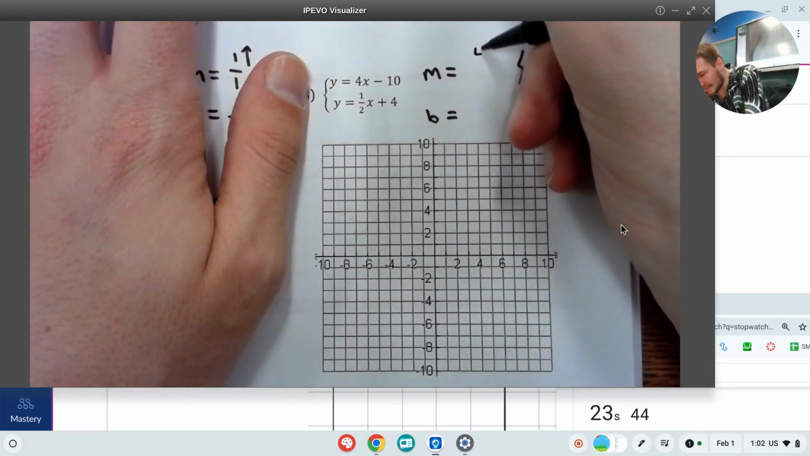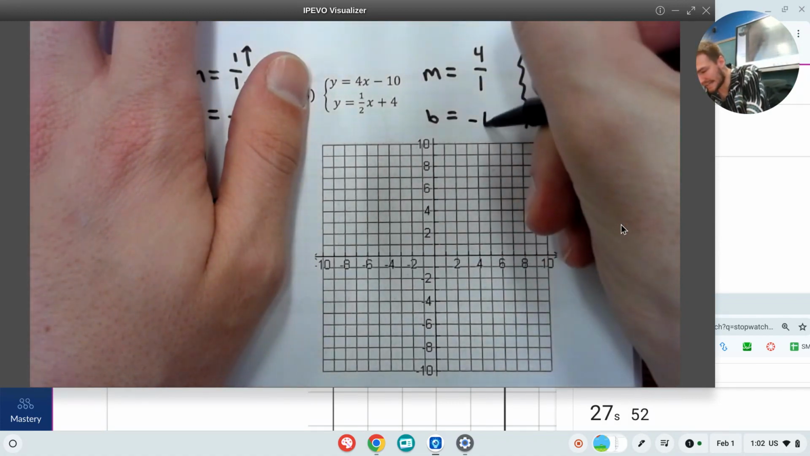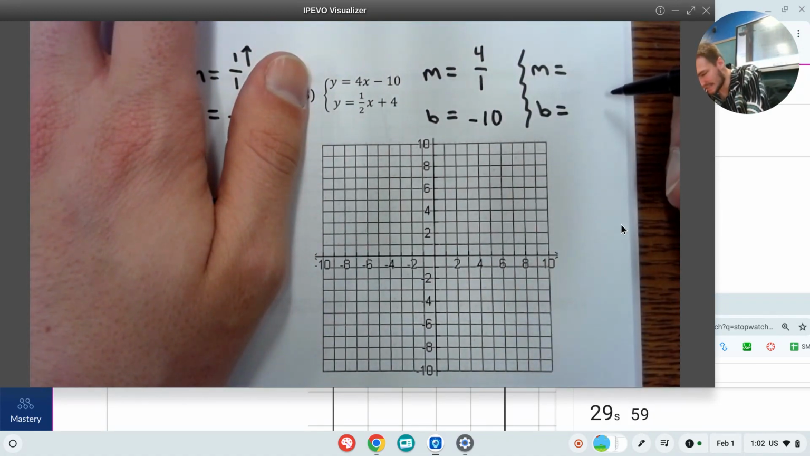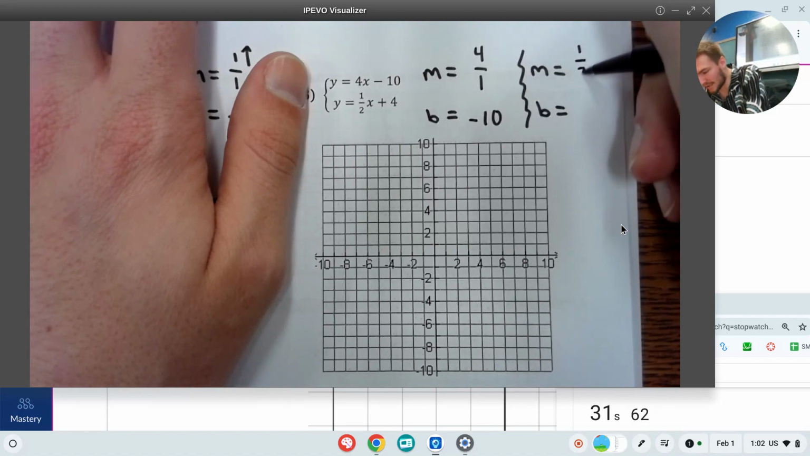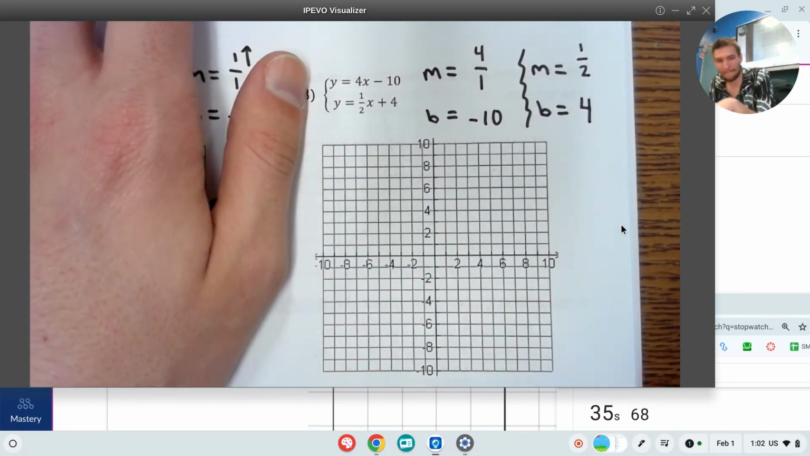The M is 4 over 1. The B is -10. The M is 1/2. The B is 4.